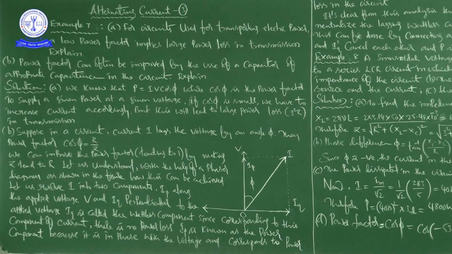Okay, right. Now let us resolve I into two components. One is IP, another one is IQ. IP is along the applied voltage and IQ is perpendicular to the applied voltage. IQ you can also call the wattless component, since corresponding to this component of current there is no power loss. IP is known as the power component because it is in phase with the voltage and corresponds to the power loss in the circuit.